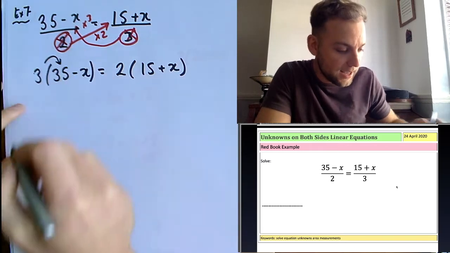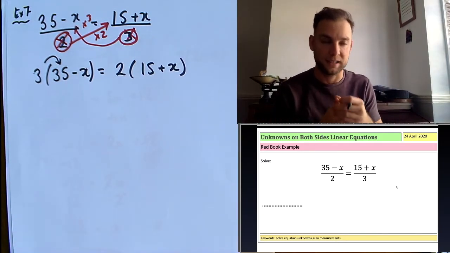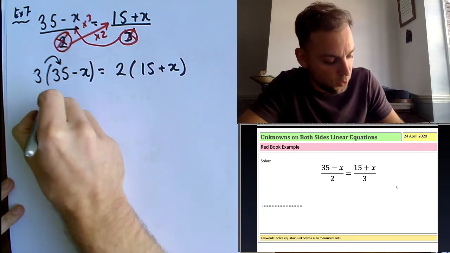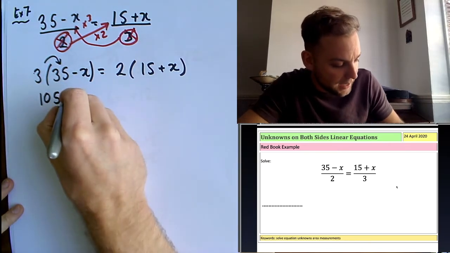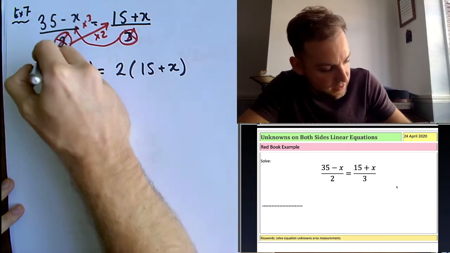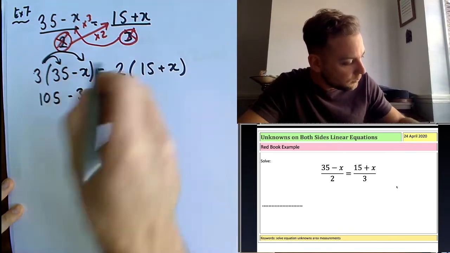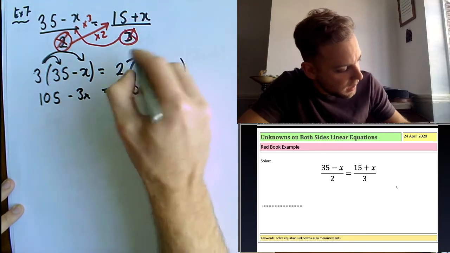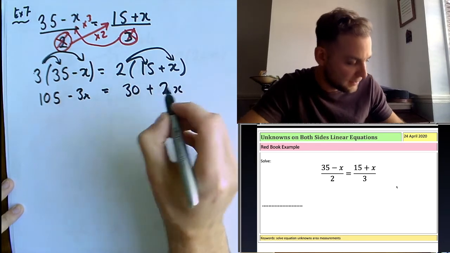So 3 times by 35, it's a tricky one that. 30 times by 3 is 90. 5 times by 3 is 15. So that's equal to 105. 3 times by minus x is minus 3x. Don't forget that minus. Is equal to 2 times by 15 is 30. And 2 times by x is plus 2x.